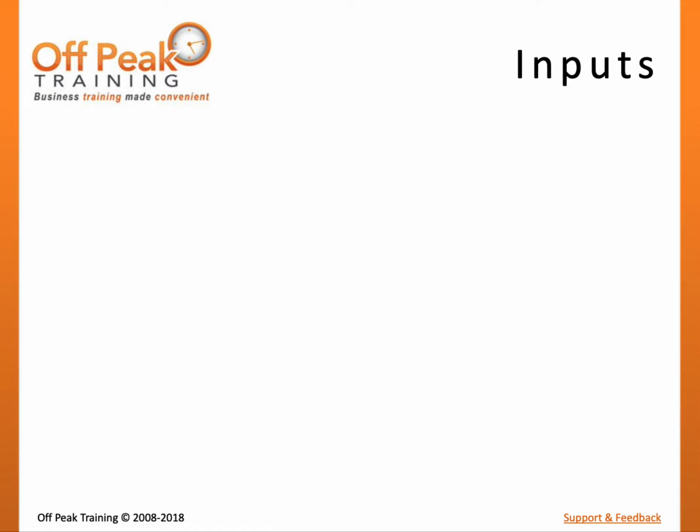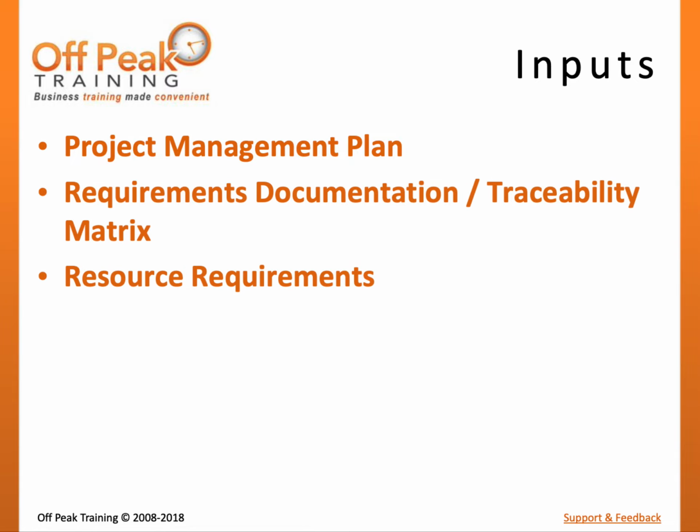The PMBOK guide defines several inputs for the Plan Procurement Management process. Many of these are outputs from other planning processes, which will be useful to determine and document the requirements for project procurement needs. First, the Project Management Plan provides an overall project-specific management approach as well as agreed-upon baselines for scope, schedule, and budget. This will be important since procurement management will need to be well integrated with these other aspects of the project. The requirements documentation describes the detailed requirements for project deliverables.